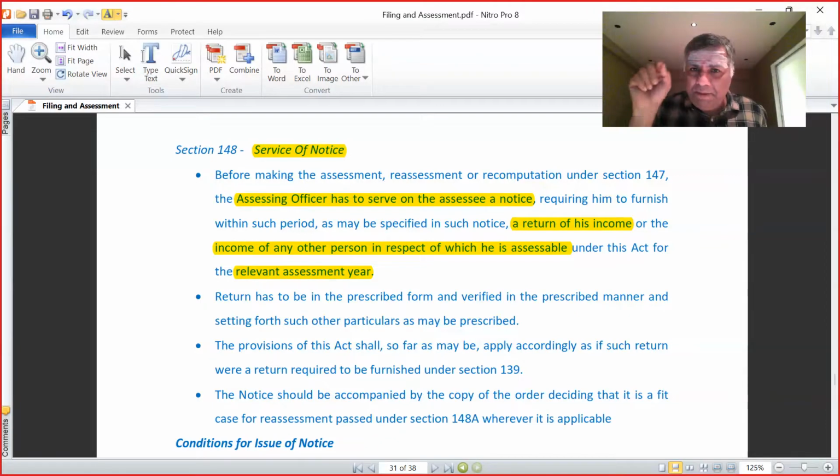Shall we repeat? Before making assessment, reassessment, recomputation, AO shall serve on the assessee a notice requiring him to furnish within such period as may be specified. I now have information. You also have that information. Make changes and file me a return of income, or the income of any other person of which he is assessable. What is that? Deemed such? No, wrong. Clubbing, sir? I think long back itself I have said it is wrong. Representative assessee.